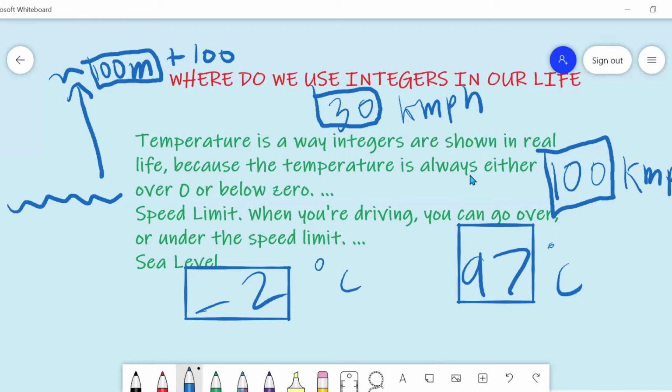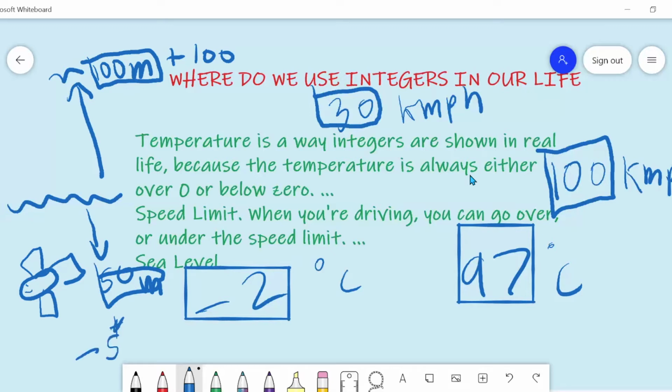If there's a fish over here, this is a fish, and this is 50 meters below the sea level. So 50 meters equals negative 50, minus 50, because it is below, and below means negative.